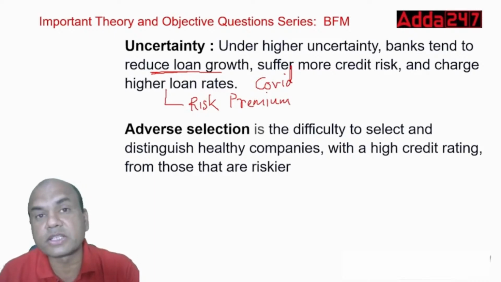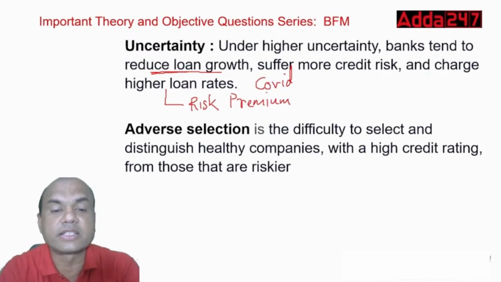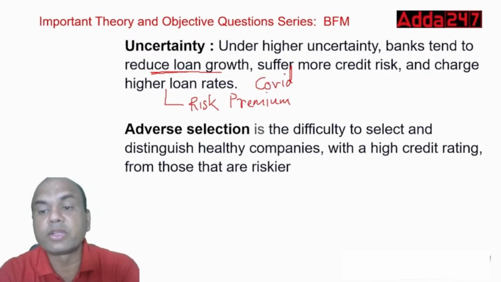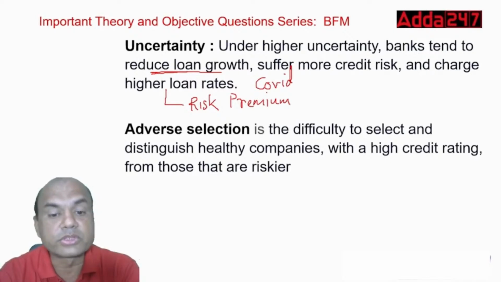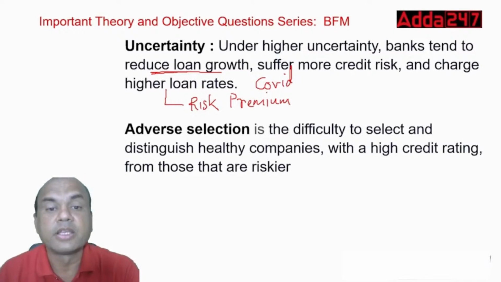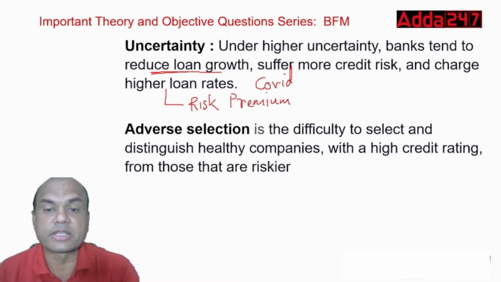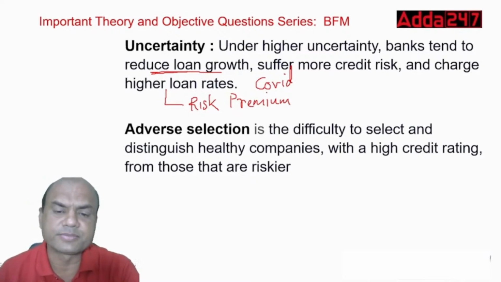Now, what is adverse selection in this finance term? It is the difficulty to select and distinguish healthy companies with high credit rating from those that are riskier. Isn't it very important? The logic is simple, but if we don't understand it, then it becomes difficult. So adverse selection is basically the difficulty to select and distinguish healthy companies with high credit rating from those which are riskier. How will you select these?